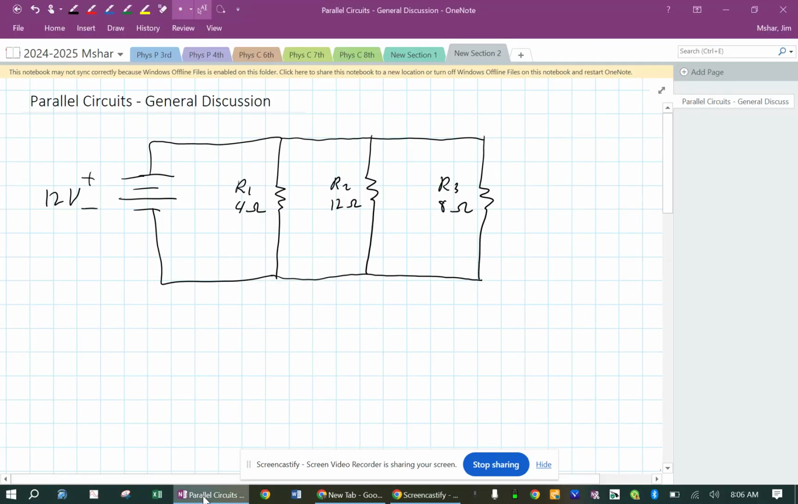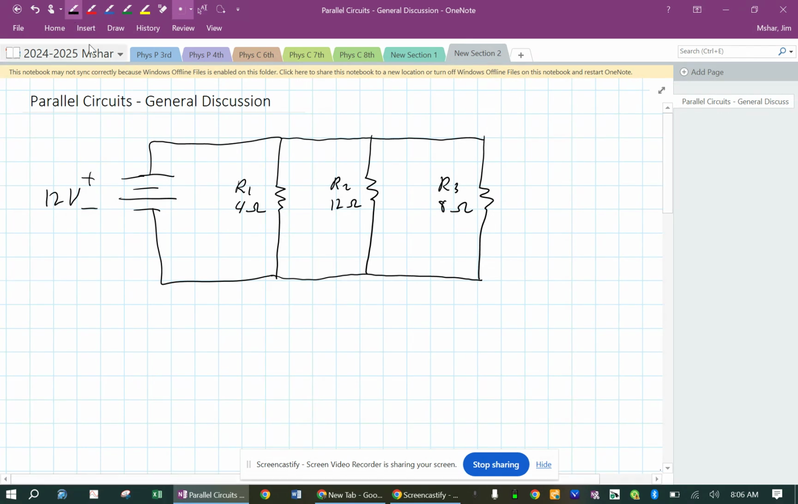Hey folks, today we're going to talk about parallel circuits and general properties of parallel circuits. So first thing you should do is copy this circuit. Pause the video and copy this circuit, and when you're done, hit play. All right, hopefully you're back.